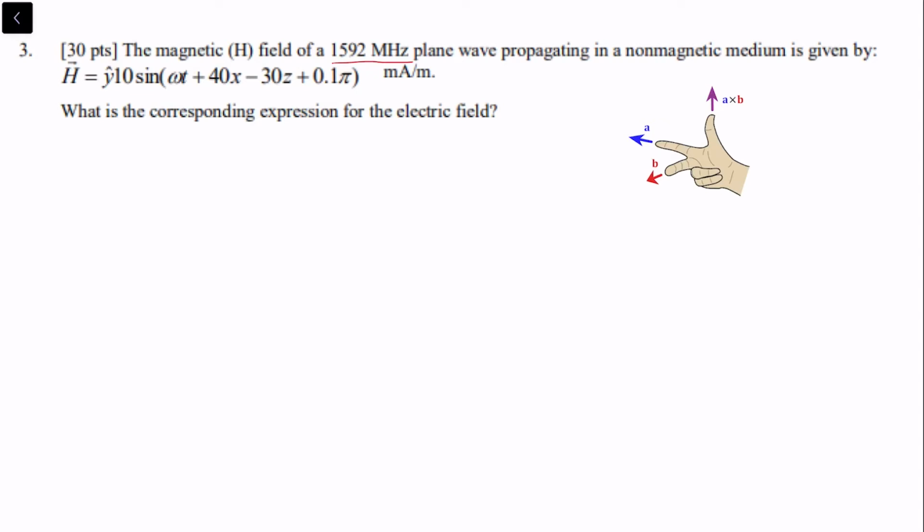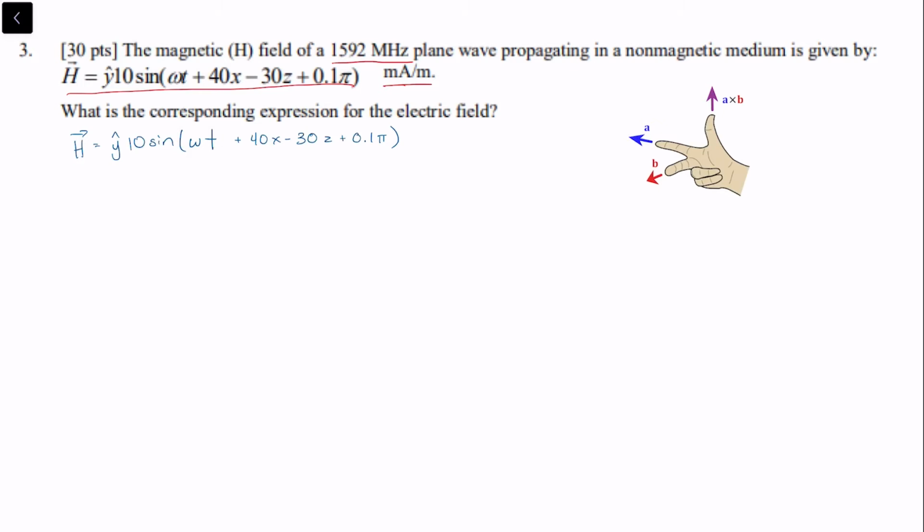We see that the wave is propagating based off this equation that we're given in milliamps per meter. So now let's go ahead and write down that equation. We're told that H naught is equal to y hat. Y hat means that the magnetic field is propagating via the y direction, omega t plus 40x minus 30z plus 0.1 pi.